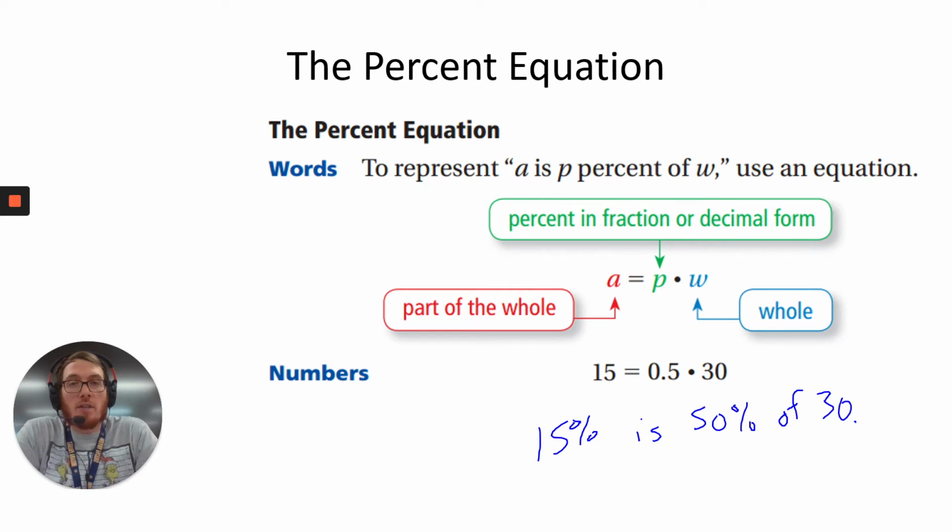Okay, the percent equation. They use the A, the P, and the W like the proportion piece. You don't really need to memorize those letters necessarily. Just know it's the part equals the percentage times the whole. So this is the same as 15 is 50% of 30. That's what this example is. And you should know two of the three, and you solve for the missing one as we solve using the percent equation.